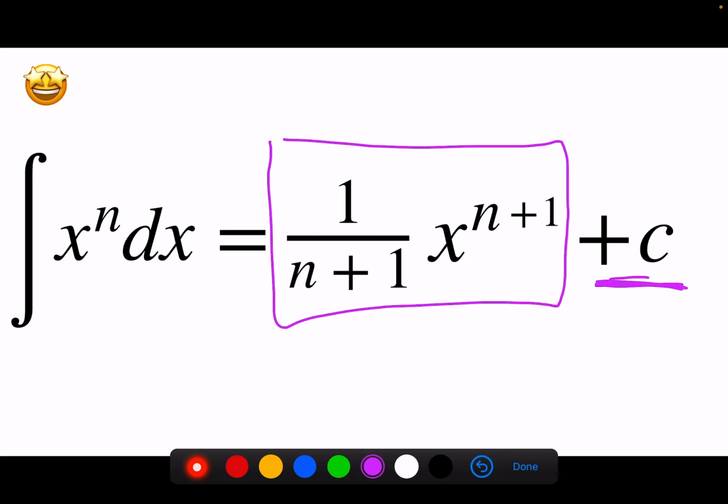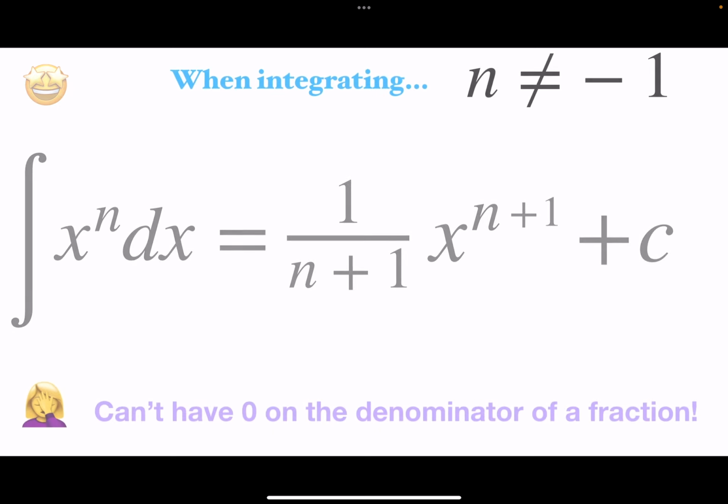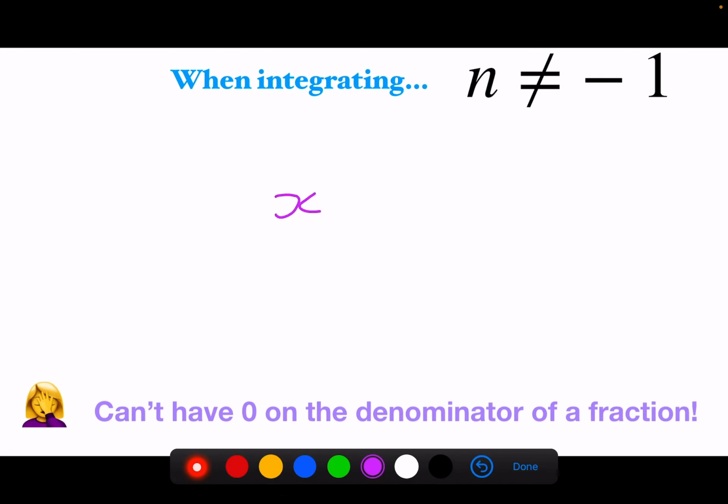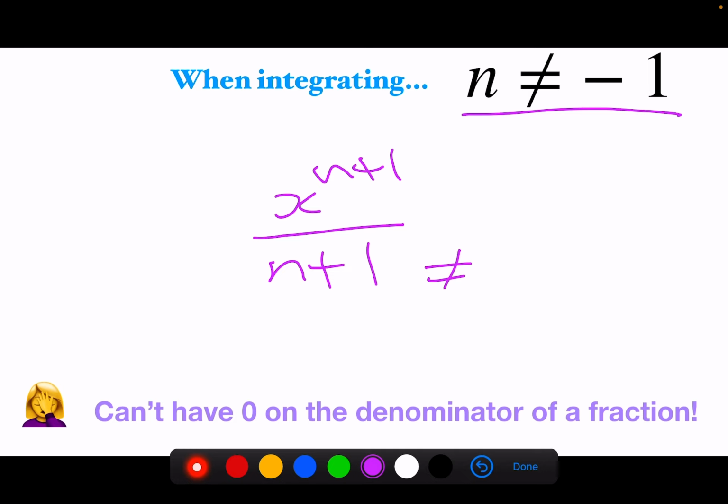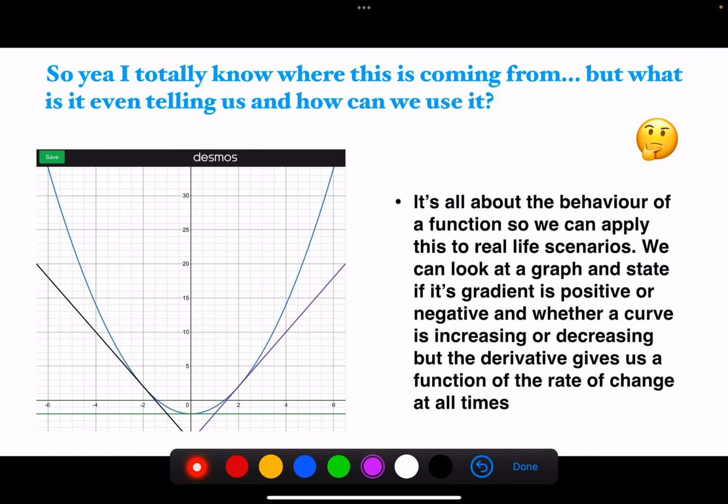We have one more thing to talk about. When you're looking at the equation x to the n plus 1 over n plus 1, you can see that n can never equal negative 1. This is because you cannot have the denominator of a fraction equal to 0. Therefore, if n is equal to negative 1, you always have to use a different formula and avoid using this one. So you can see exactly where this formula has come from.